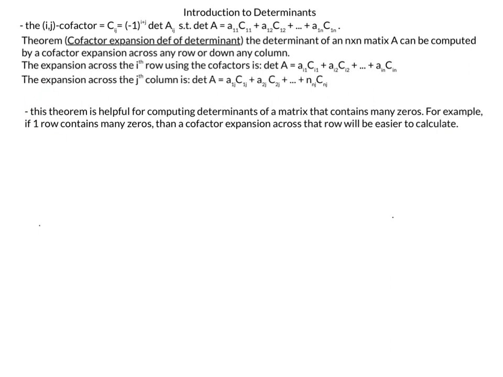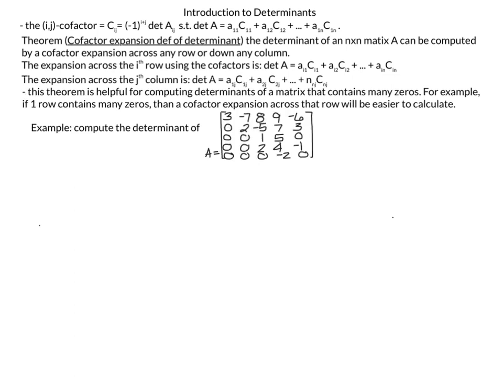And so this theorem is helpful for computing determinants of matrices that contain many zeros, because you can see we can save some of these matrix calculations. So for example, if the first row contains many zeros, then a cofactor expansion across that row will be easier to calculate. Here's another example where A has many zeros.